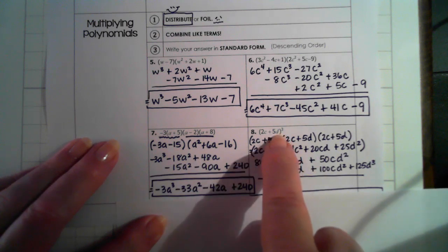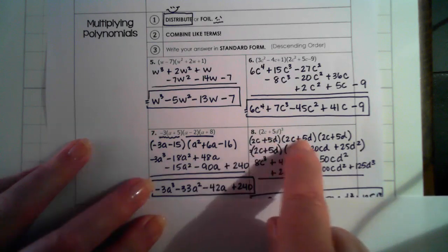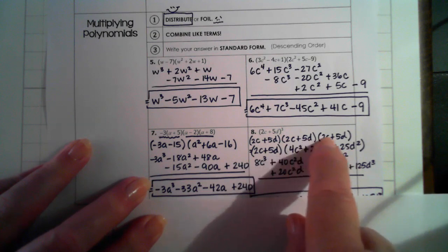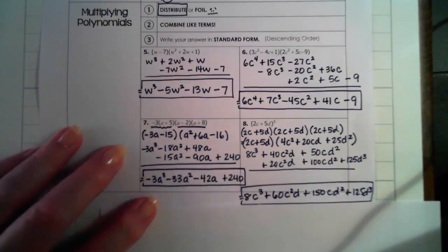For this one, it's very similar to this problem here, except it says cubed. So I wrote out each group 3 times. I multiplied these 2 together and got this one. Now I'm going to distribute and collect.